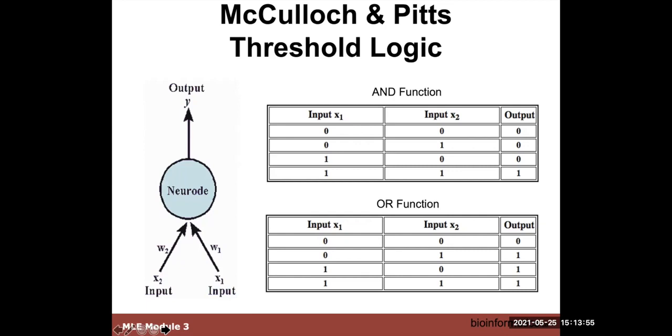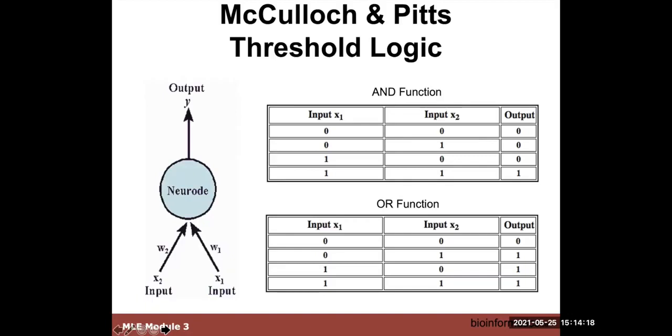So W1 X1 plus W2 X2 equals Y. So this is the output. Weighted inputs lead to an output. And with this neurode, you could do things like ANDing or ORing, logical multiplication or logical addition.